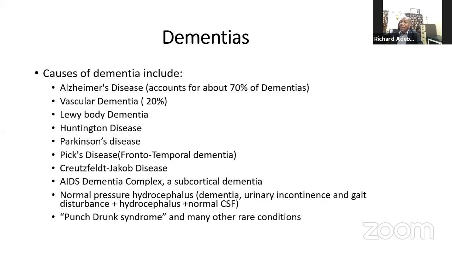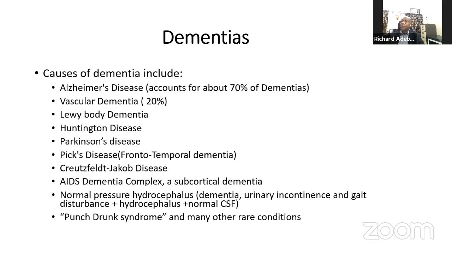Punch-drunk syndrome occurs in those who have absorbed a lot of punches from the boxing profession. Some of them may later on in their old age suffer from punch-drunk syndrome, a form of dementia.